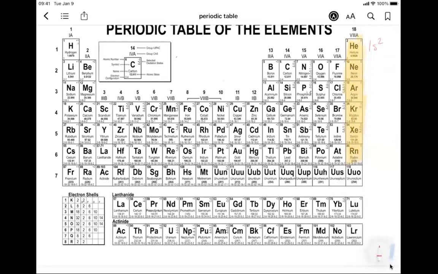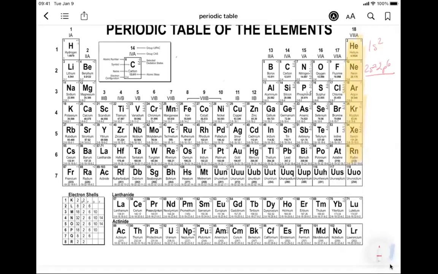If you look at neon, I'm only going to do the outer shell, the main energy level, because those are the electrons that are available to react, the valence electrons. For neon, we've got 2s2, 2p6. Those electrons available to react are in level 2, and the orbitals are completely full. So why would neon react with anything? Why would neon change its electron configuration at all if it is completely full at the moment?